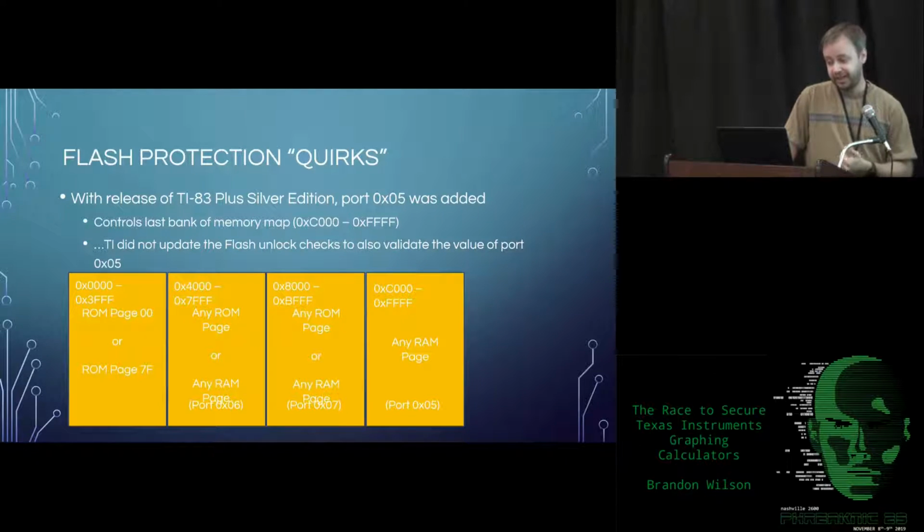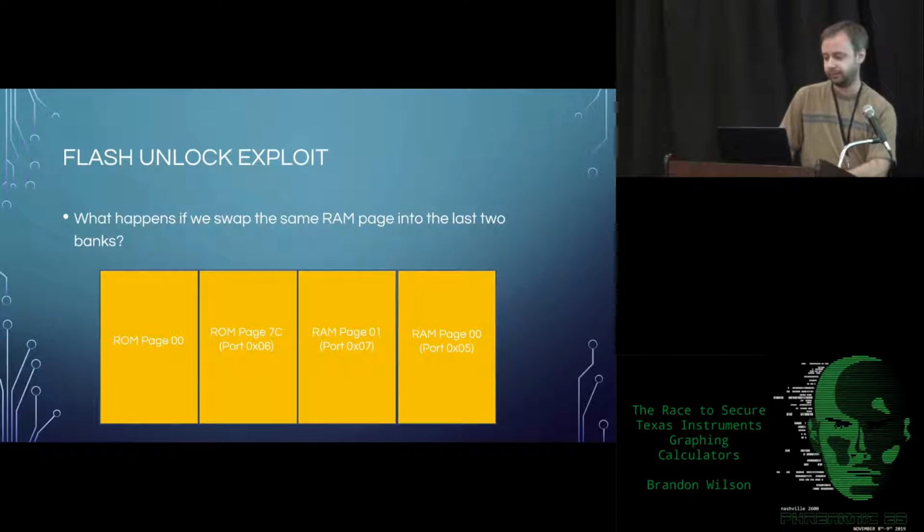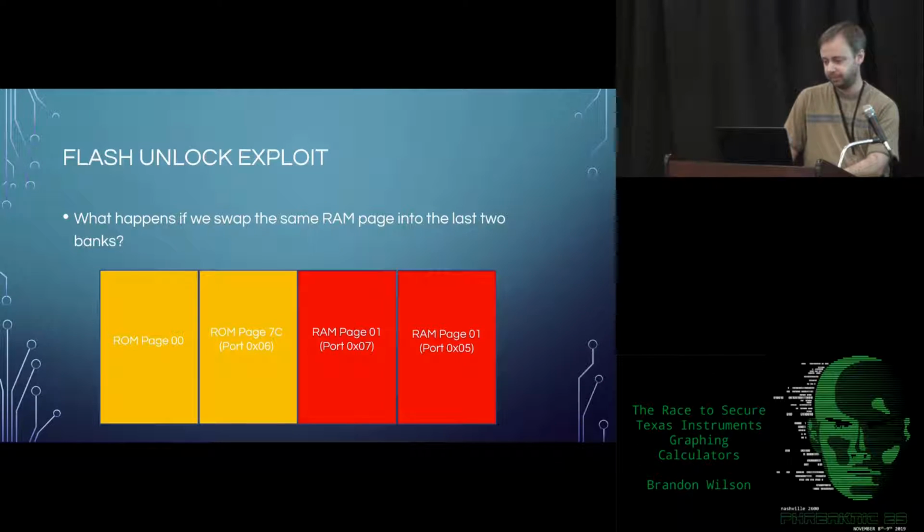The thing is though, TI didn't actually update their flash unlock trickery checks to validate that the value of port 5 makes sense. So this can be used to our advantage. So the OS always expects RAM page 1 to be in the third bank, and it always expects RAM page 0 to be in the fourth bank. But what happens if we swap the RAM page into the last two banks, so both of them have the same RAM page in them?